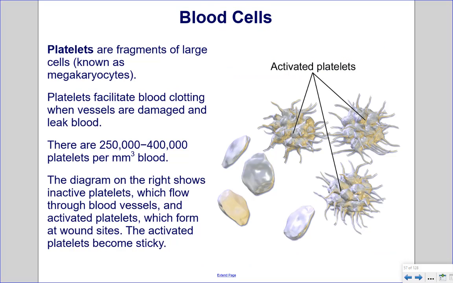Blood cells. Platelets are fragments of large cells known as megakaryocytes. Platelets facilitate blood clotting when vessels are damaged and leak blood. There are 250,000 to 400,000 platelets per millimeter cubed of blood. The diagram on the right shows inactive platelets, which flow through blood vessels, and activated platelets, which form at wound sites. The activated platelets become sticky.